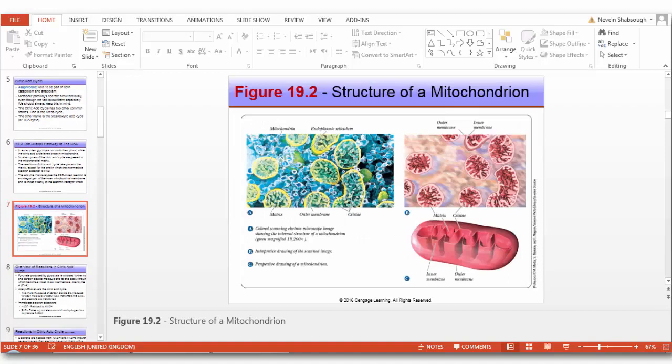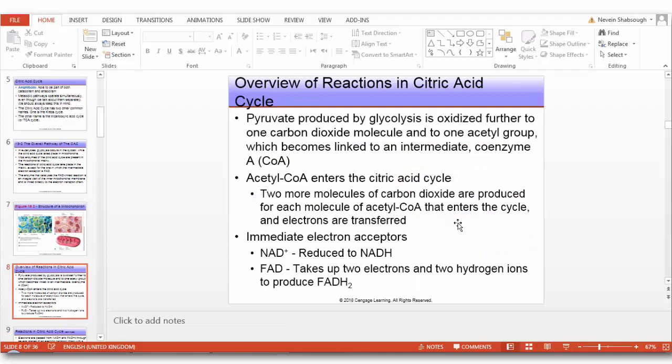Now, this figure shows us the structure of a mitochondrion, where you can see here the inner membrane, outer membrane, the matrix, and the cristae. Now, the reaction of the cycle, as I said, takes place in the matrix, except for one in which the intermediate electron acceptor is FAD. Now, overview of reactions in the citric acid cycle.